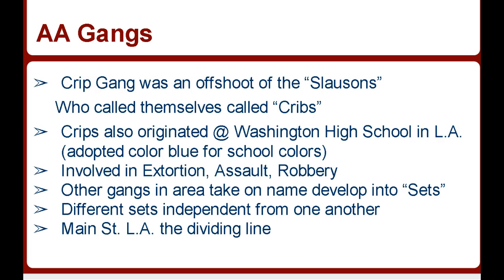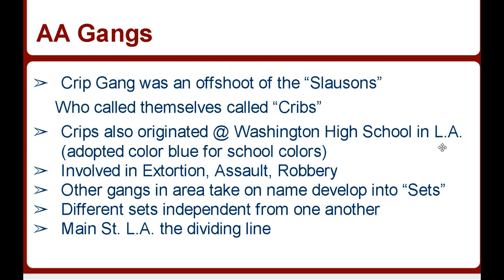They were an offshoot of the Slossons and the Avenue Boys. That was part of what the Slossons called themselves, the Cribs, because they did associate on Crib Avenue. So that's kind of the feeling. But Raymond Washington initially went to Washington High School in L.A., and they had the color blue. And apparently, just to identify themselves, they started wearing blue clothing, which was part of the school colors. I can't say he was that into high school and that dedicated to Washington High. But nevertheless, he was kicked out and expelled at a number of high schools. But that was really one of the first ones he went to. Early on, they were involved in extortion, assault, robbery.